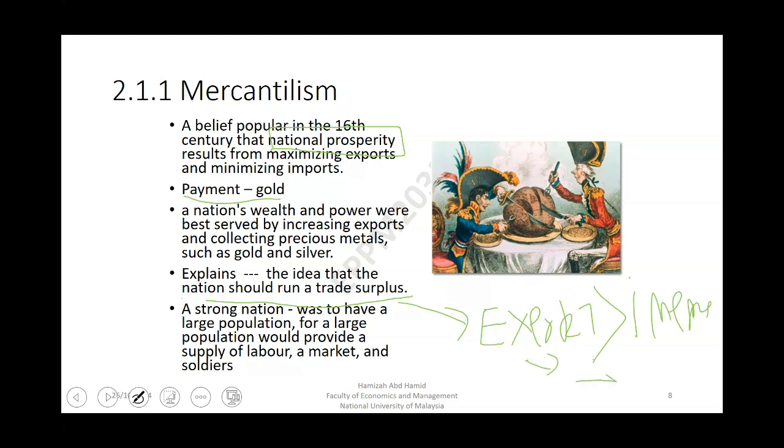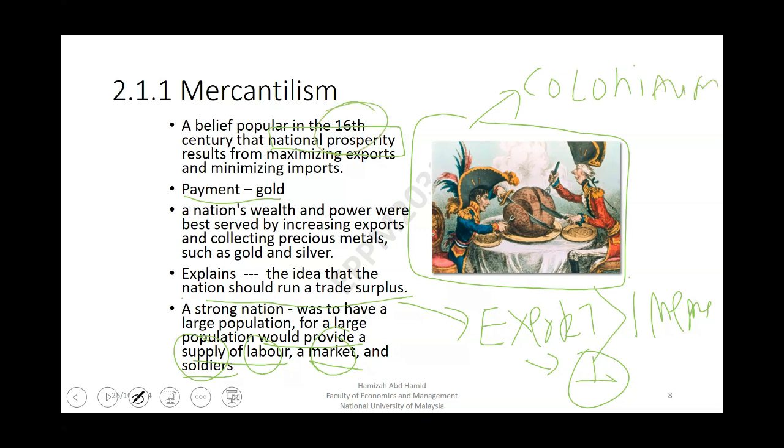So we get surplus. And according to this theory, a strong nation is a nation that has a large population. Why? A large population provides labor, market, soldiers. So that's your workforce, that's your consumers, that's your national security. I show you this picture here because mercantilism is one of the explanations why colonialism happened at the time.